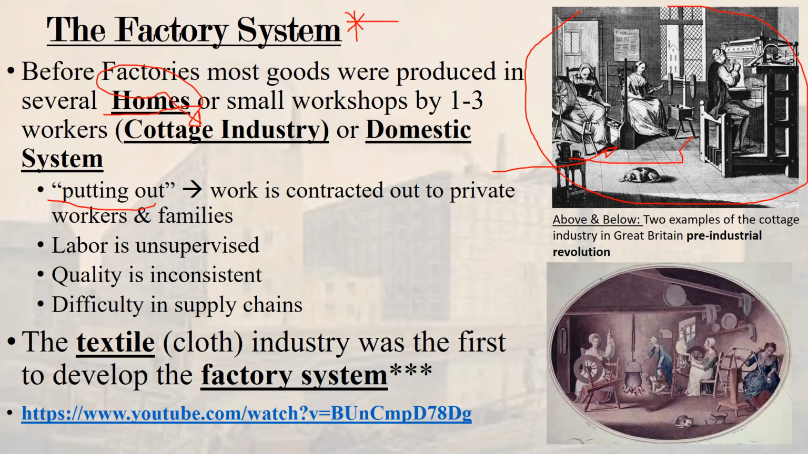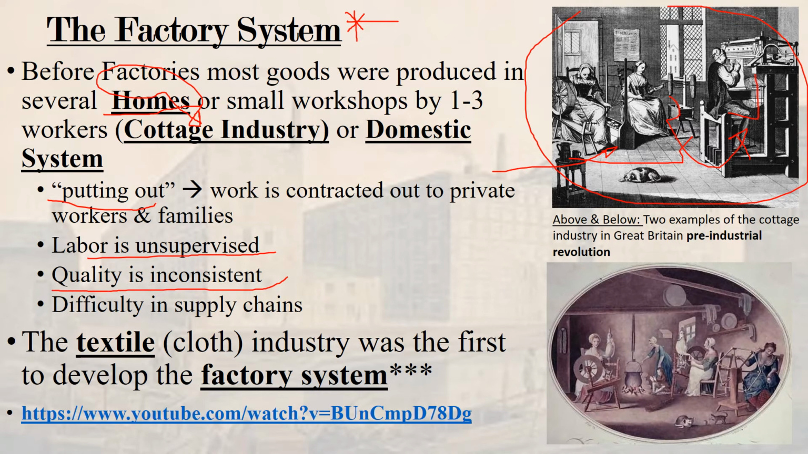You have the father usually working the actual loom because it required a relatively strong upper body to work this contraption here. And the girls and women of the household would spin the actual cloth or textile, or whatever it is, into the thread that the father would then use. Now, the problem with this system is this labor is unsupervised. Like the boss isn't here. The family's just working at their own pace. Some families are way better than others. So the quality of the goods you're getting is inconsistent.